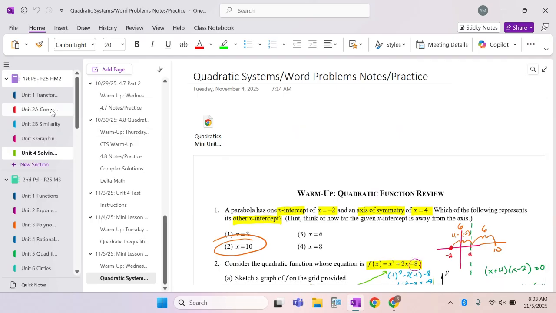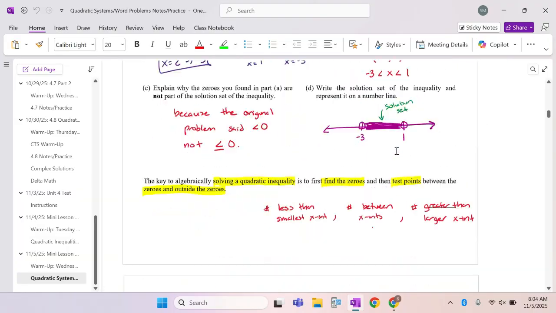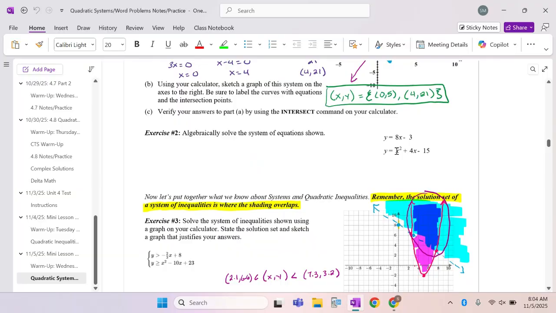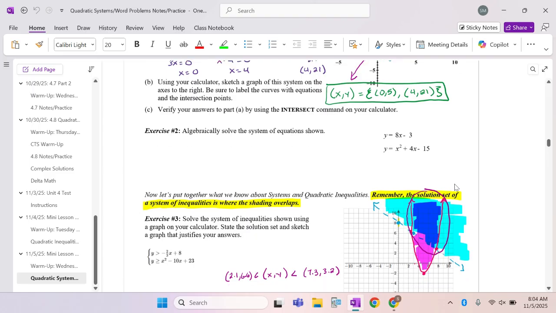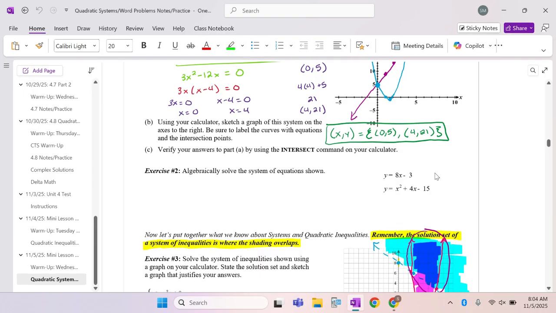All right, so yesterday we majorly talked about inequalities and then we started talking about systems. So before we go into more inequalities, let's talk more about the actual system of equations. So let's do exercise 2 together on page 4.